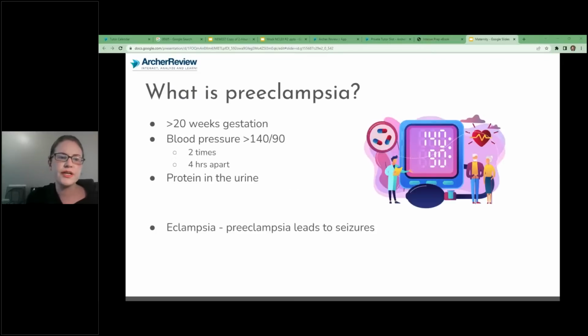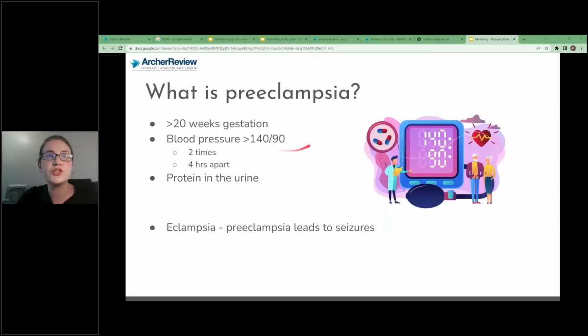Next, let's talk about preeclampsia. What is preeclampsia? Well, this is a condition that typically starts after 20 weeks gestation. Why is that important? Well, if you suspect that a patient's blood pressure is rising and it's before 20 weeks gestation, it's probably not from preeclampsia. It's probably that patient's underlying chronic high blood pressure.